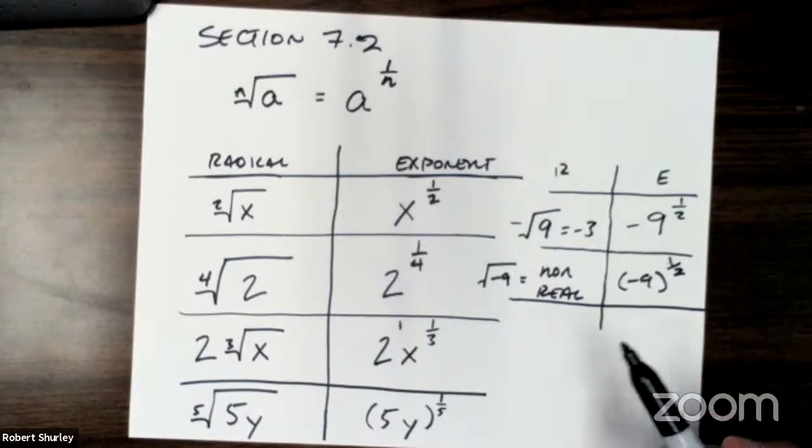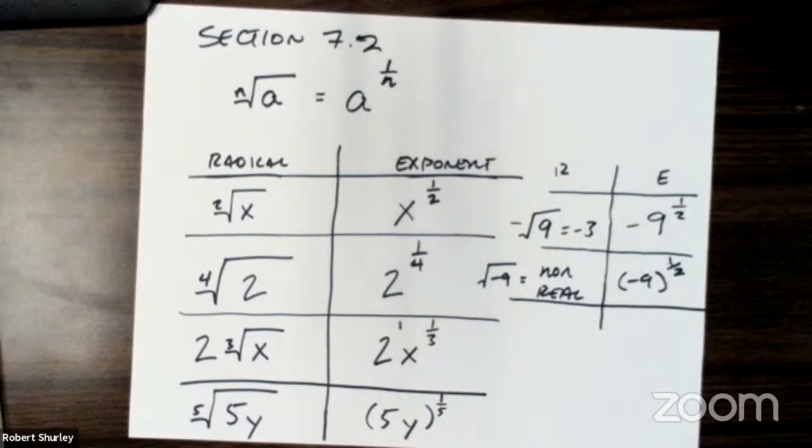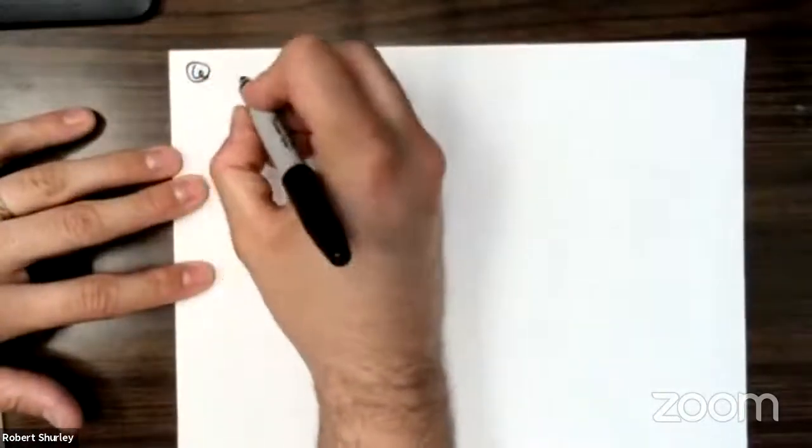Okay, yeah. So your homework on page 524 brings up a few examples where they're just saying, hey, use radical notation to rewrite the expression and then simplify if possible. Okay. So let's see here. Let's say we've got, this is number 6.